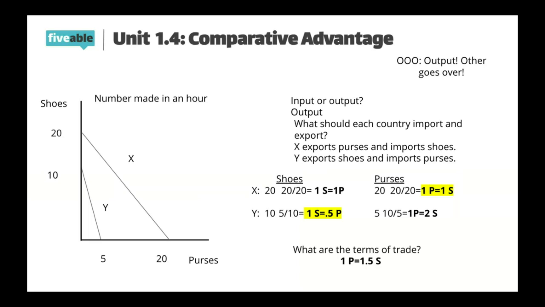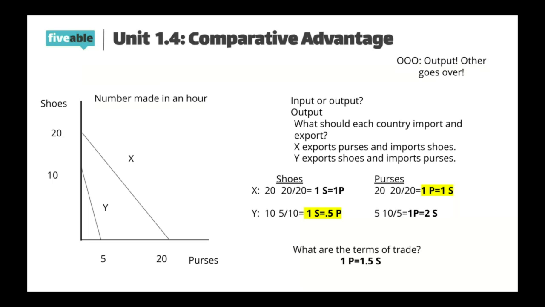How did they pick 1.5? Negotiation. And that's where a lot of people make some money on those negotiating tables. So they are going to negotiate the trade in an answer. 1.5 would benefit both. If 1P equaled 3S as the terms of trade, the parties would not benefit.